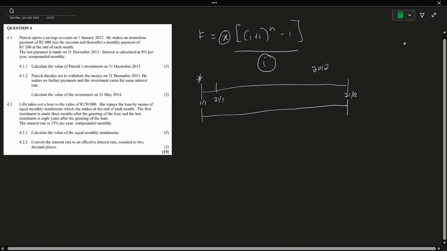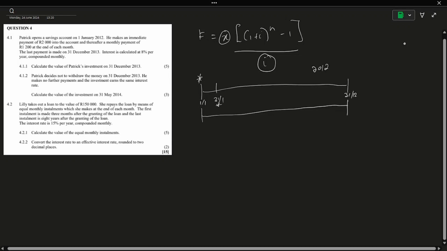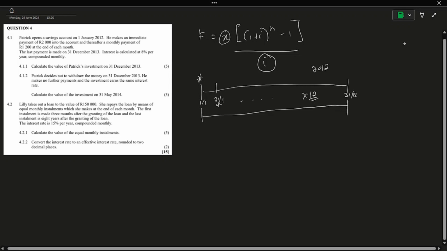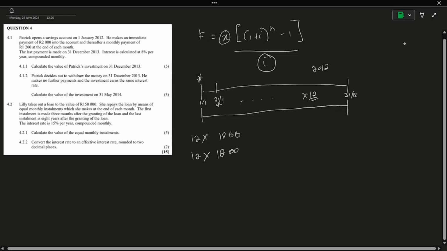I want us to ignore the immediate payment for now and focus on what the future value is concerned about. The future value is concerned about the regular payments, in other words, the 1.2 payments at the end of each month: at the end of January, at the end of Feb, at the end of March. If you continue with this cycle, you are going to have 12 payments, right? So in the first year, we are going to have 12 payments of 1.2, and also in the second year, because we're going to continue and pay at the 31st of January 2013. So we are also going to have 12 by 1.2.